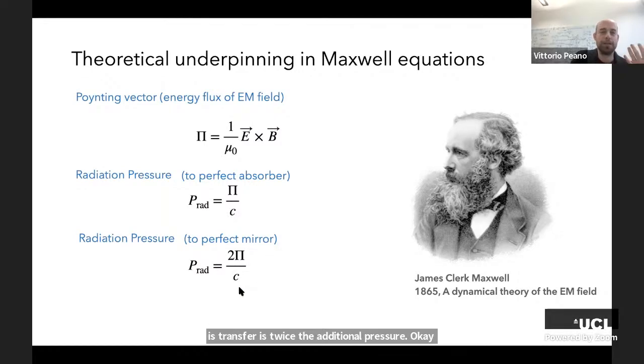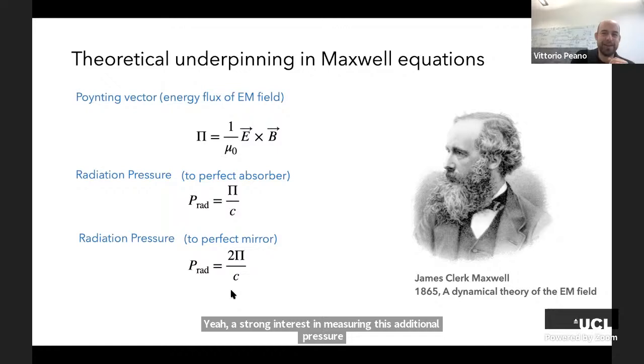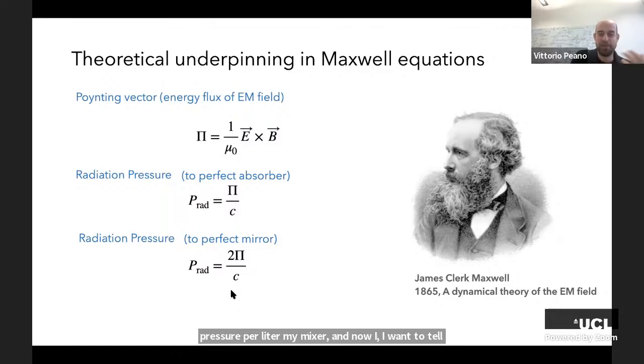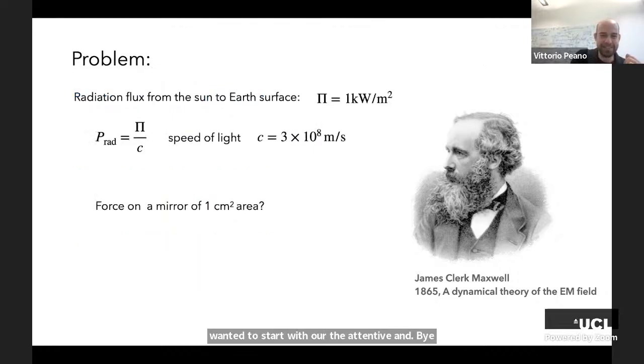Okay, and then of course shortly thereafter there was a strong interest in measuring this radiation pressure predicted by Maxwell. And now I want to tell a story: before I tell you how they achieved this, I wanted to start with how they attempted but didn't. Okay, wait, I was forgetting this point. First of all, let's get an idea of how strong the radiation pressure is. If I keep in mind that the radiation flux from the sun to the earth is more or less 1 kilowatt per square meter.